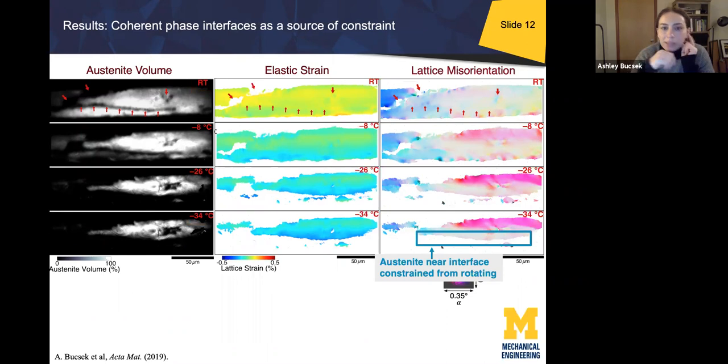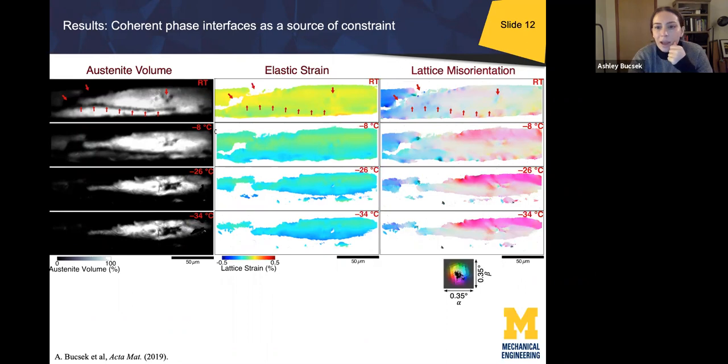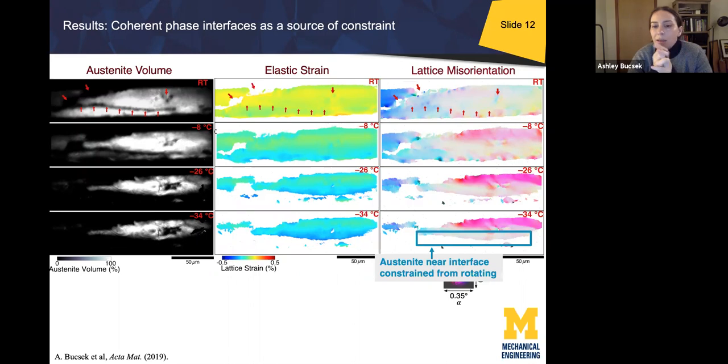Another thing that we noticed, now if you're looking at the third column, the mosaicity maps, is that the material sort of rotated quite a bit during this phase transformation process, but it didn't rotate uniformly. The austenite near the phase interface, we can call this a phase interface now because we have austenite on one side and martensite, which we can't see, on the other side. This didn't rotate at all, but the austenite far away from any interfaces was free to rotate in response to the heterogeneous deformation going on around it. So this was just sort of an interesting observation.